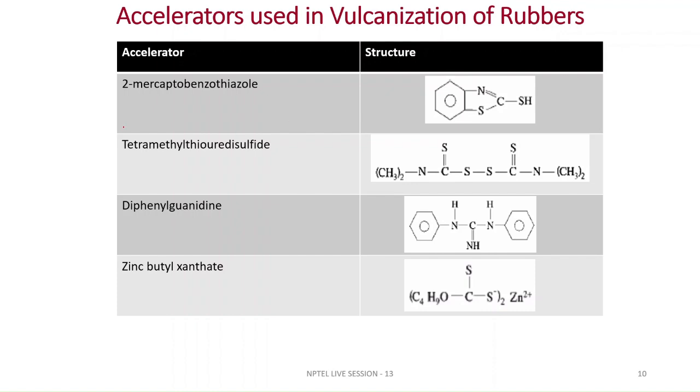Now we will see some examples of accelerators. The first example is 2-mercaptobenzothiazole. This is quite a strange name. In this structure, one benzene ring is there and nitrogen, and this sulfur atom is attached. The presence of this sulfur is helpful for vulcanization and helpful as an accelerator.